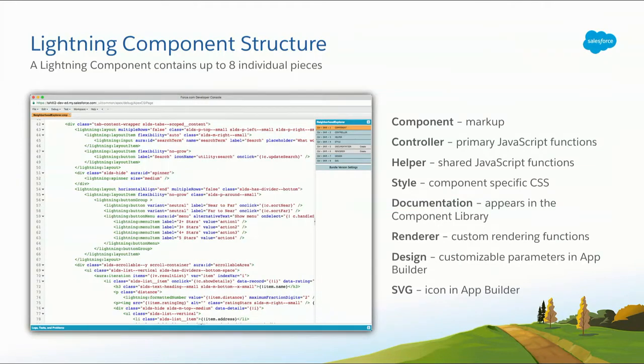Now, there's something else that's going to go in there too, but we'll talk about that when we get to it. Then you have a controller file. The controller is a JavaScript file. Okay? We also have a second JavaScript file called the helper. And that's where we put commonly used functions that we write. And then finally, we come to the style component, or style file, which is CSS.